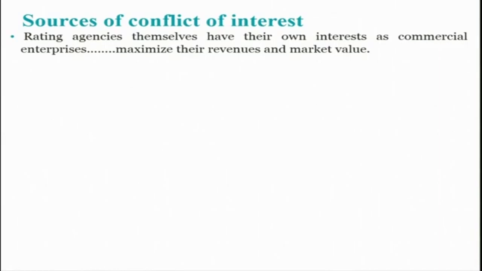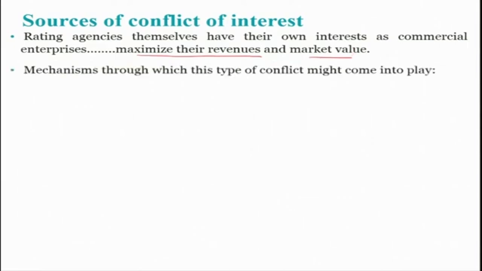let us elaborate the sources of conflict of interest. The rating agencies themselves have their own interests as commercial enterprises. Obviously, they want to maximize their revenues and market value. So in this process, they make use of the information advantage they have in the markets. Let's see the mechanism through which this type of conflict might come into play.